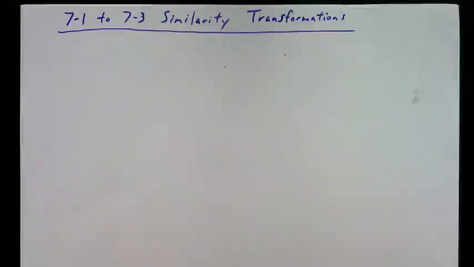So first we need to know what a similarity transformation is. Now, we have talked about some other types of transformations already. The other type of transformation that we already talked about was congruency transformations. Can somebody remind us as to what is a congruency transformation, or what are some types of congruency transformations?